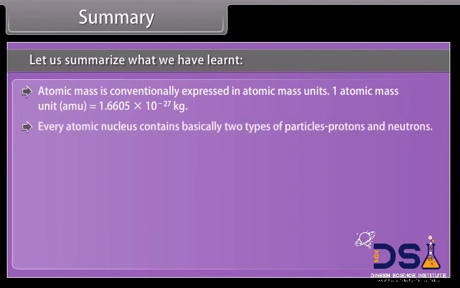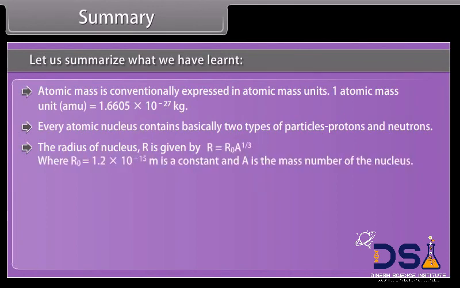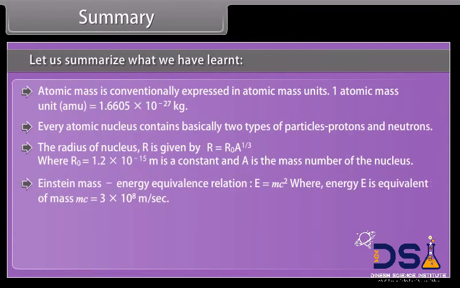Every atomic nucleus contains basically two types of particles, protons and neutrons. The radius of nucleus R is given by R = R0 A^(1/3), where R0 = 1.2 × 10^-15 m is a constant, and A is the mass number of the nucleus. Einstein's mass-energy equivalence relation, E = mc², where energy E is equivalent of mass m. c is the velocity of light in vacuum, that is 3 × 10^8 meter per second.